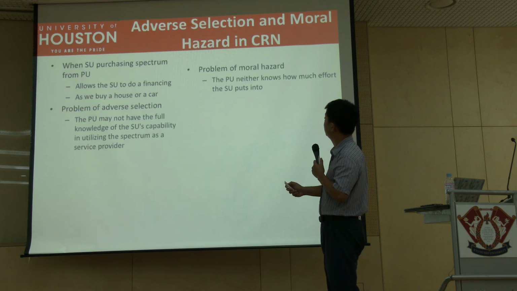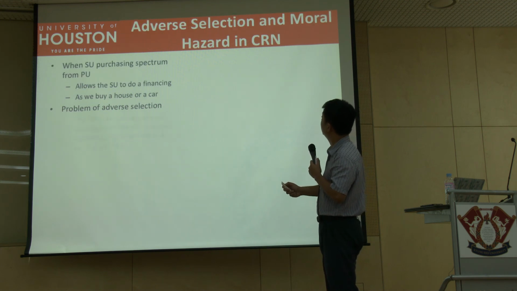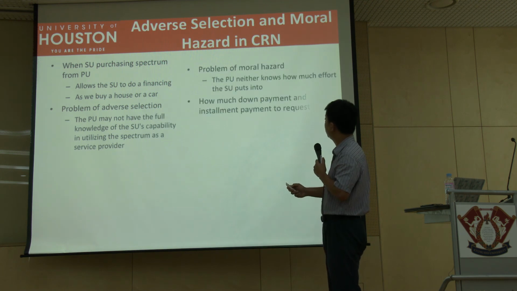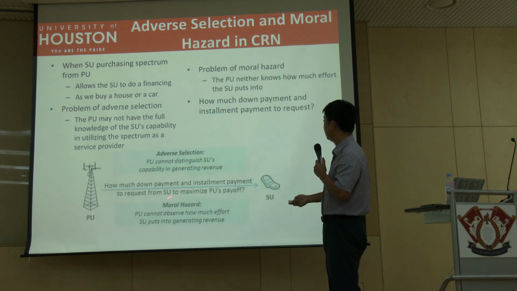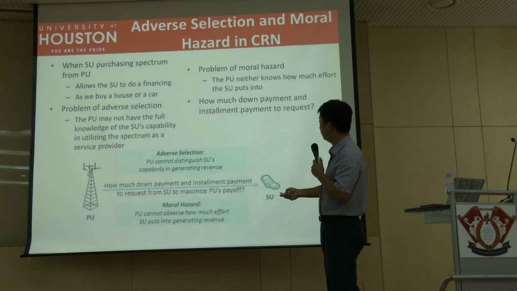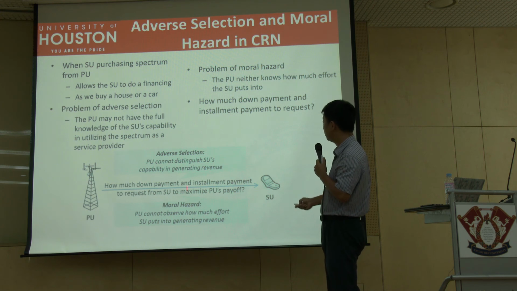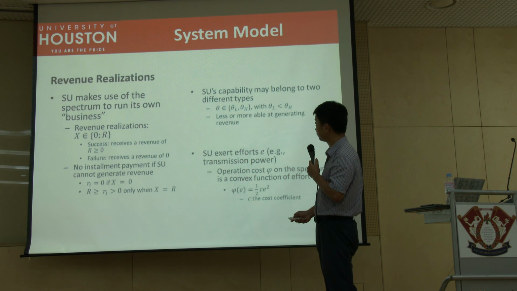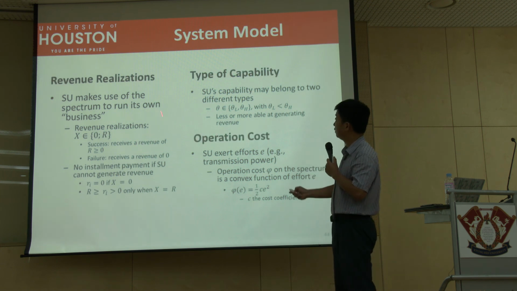And so for adverse selection, we formulate the problem as: the prime user cannot distinguish whether or not the secondary user will generate revenue. And moral hazard is that the prime user cannot observe how much effort the secondary user puts into generating the revenue. And here we have the system model.